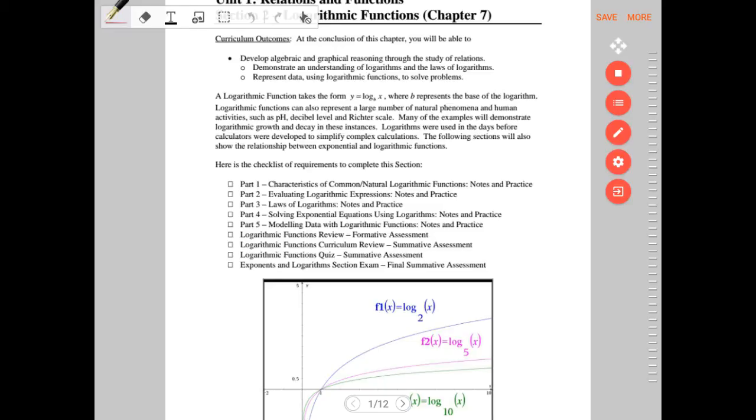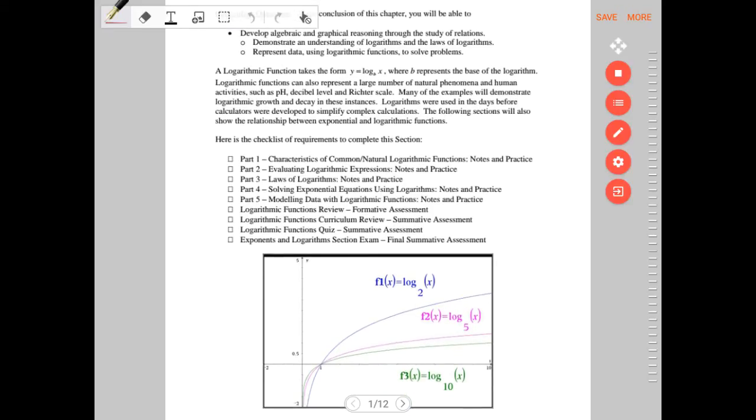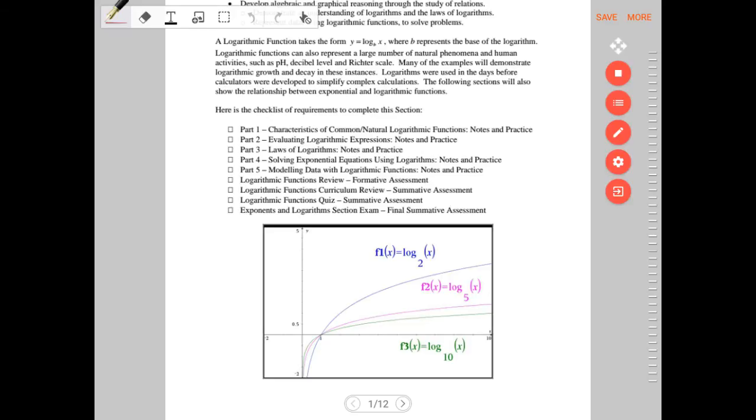These are the requirements to show mastery for this section. Part 1, Characteristics of common or natural logarithms, notes and practice, as will be seen in every one of the parts. Part 2, Evaluating logarithmic expressions. Part 3, Laws of logs. Part 4, Solving exponential functions using logarithms. And Part 5, Modeling data with logarithmic functions.